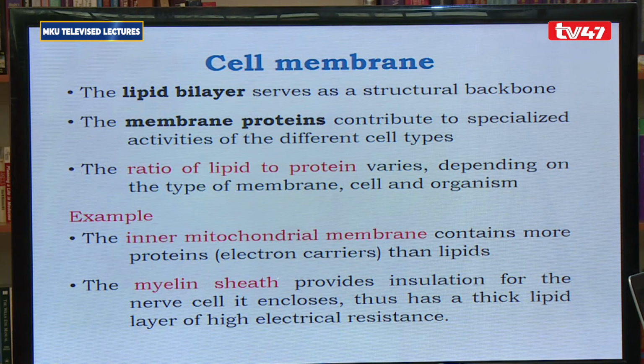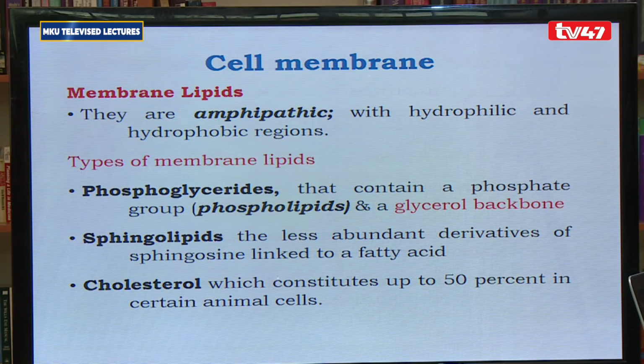Therefore, they would not act as good insulators. So as you can see, these two examples, here you have more proteins, here you have more lipids, and both of them are membranes. Therefore, they would have different components.